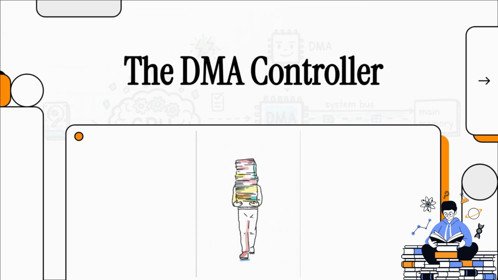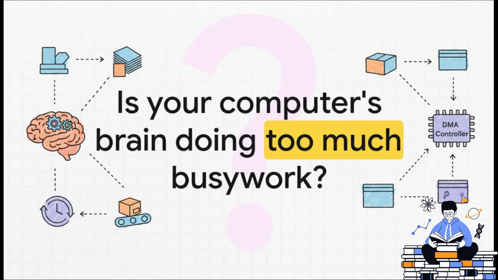All right, let's talk about one of the most important and maybe one of the most overlooked parts of your computer. We're going to pull back the curtain on the DMA controller. It's the secret hero inside your machine that keeps everything moving when the main brain is just swamped. So, to really get why this thing is so important, let me ask you a question. Have you ever been, say, downloading a huge file and suddenly everything else on your computer just slows to a crawl? Well, that's often because the main brain, the CPU, is getting totally bogged down with busy work.